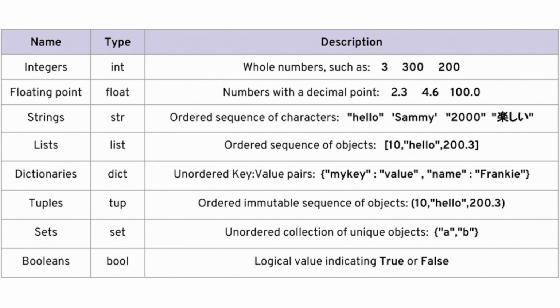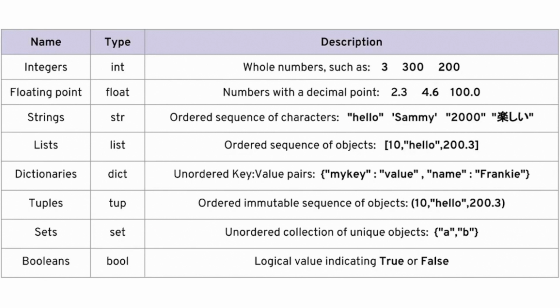In the same way, you then have dictionaries. Dictionaries are noted as dict, D-I-C-T, and they are an unordered set of key value pairs. Dictionaries are always within curly braces, and you can have, for example, my_key, which has a value after the colon. In the same way, name is your key, and then Frankie is the value for that key. Next you have tuples.